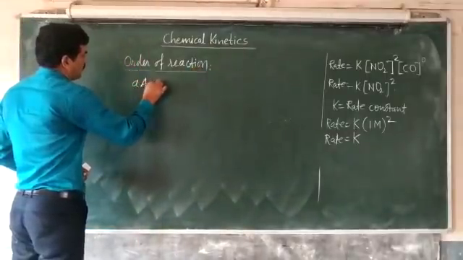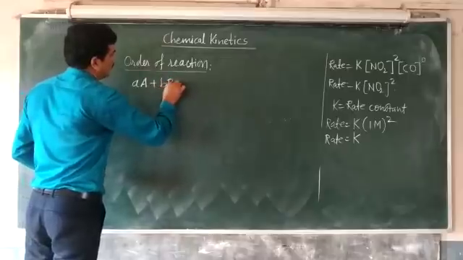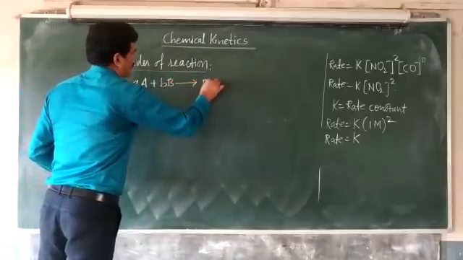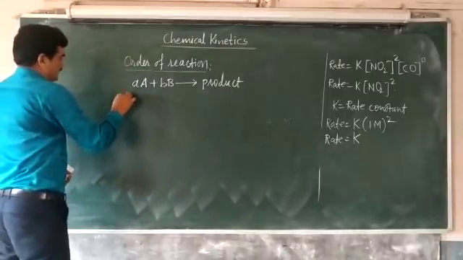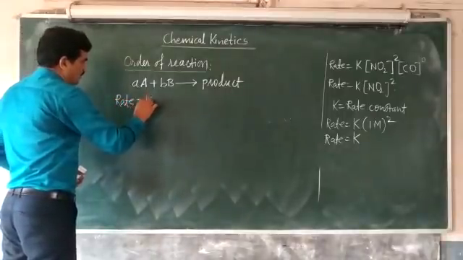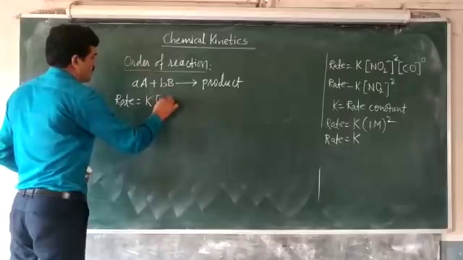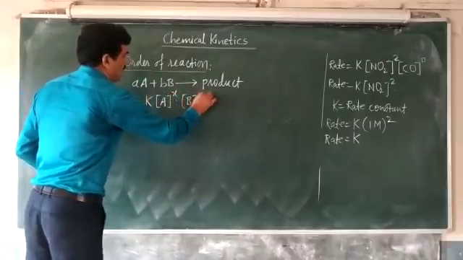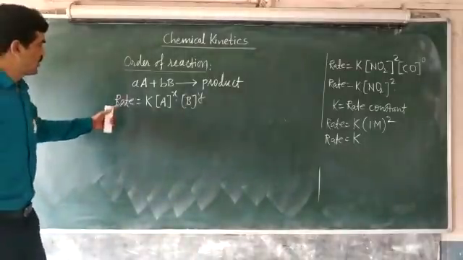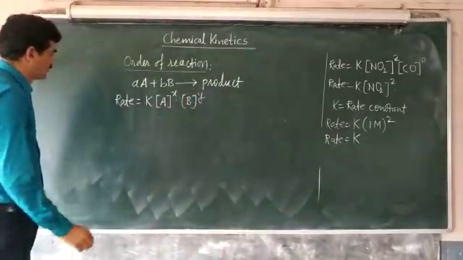For a reaction of this type, a moles of A react with b moles of B to give the product. The rate law is written as rate equal to k into molar concentration of A raised to power x into molar concentration of B raised to power y. This is the rate law for this reaction.